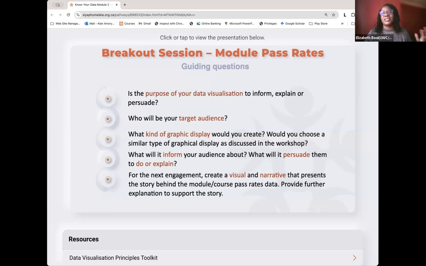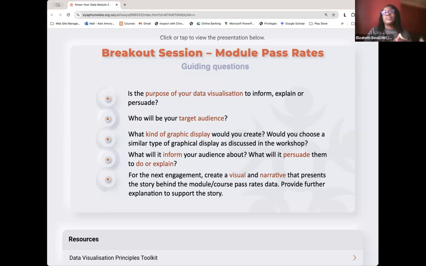I've showed you some of my examples, but I've also given you the toolkit. You can go and look at the type of visualization that you can create. Whether you are creating a line chart, or are going to create trends, or you're going to do comparison of two numerical values, it's up to you to discuss those. If you said the purpose of the visualization was to inform, what must it inform your audience about? If you said it's to persuade them, what is it going to persuade them to do? Is it to explain something or to act on it?